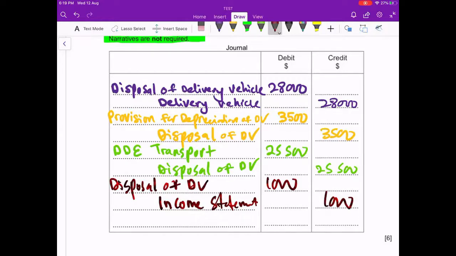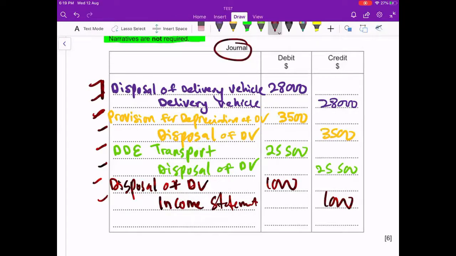So what if I write income statement first and then only disposal? Can or cannot? Must follow the debit. Whenever you do this transaction, must debit first, then credit. Debit, credit. Cannot be credit, debit. That's the rule of journal. The rule of journal is you must write the debit item first, then only you write the credit item.